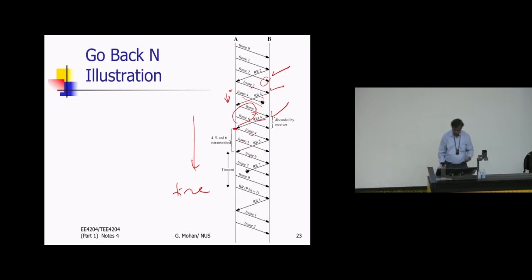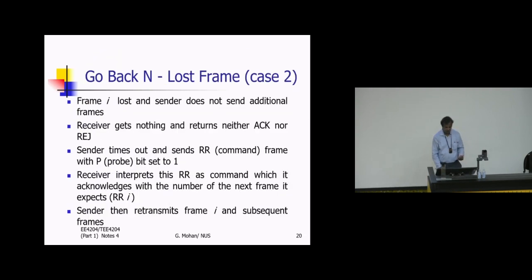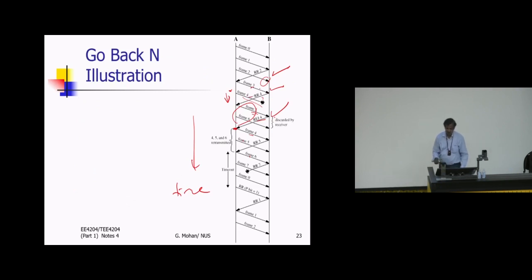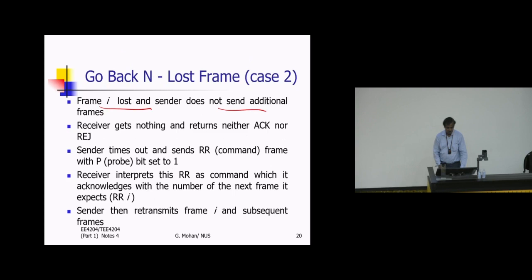So frame I is sent, that is the second case. Frame I lost, and the sender is not sending any new frame. That means here 4 was lost, and the sender is not sending frame 5 or 6 or anything. Maybe it doesn't have any frame to send. So what's happening? The receiver gets nothing, and the receiver also doesn't respond with anything, right? Because this frame was lost, the receiver doesn't know that the frame was lost. So it's not responding with anything.